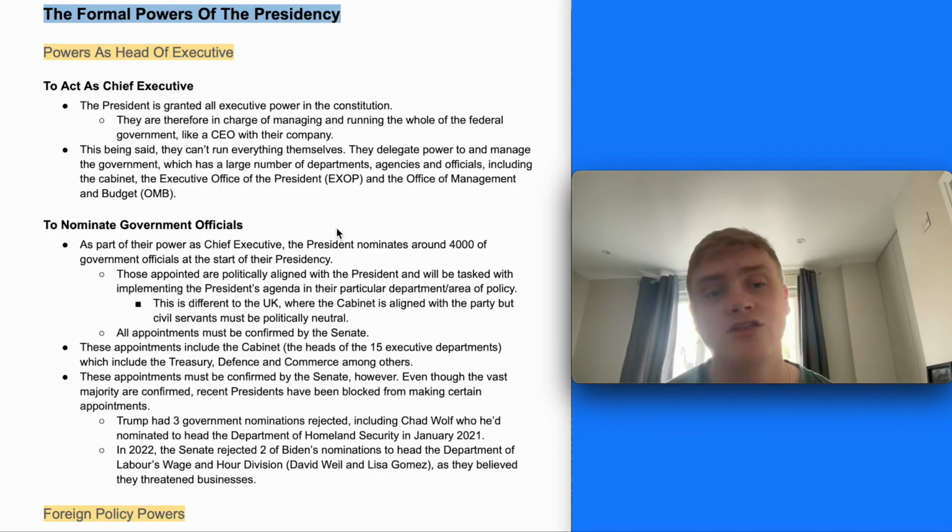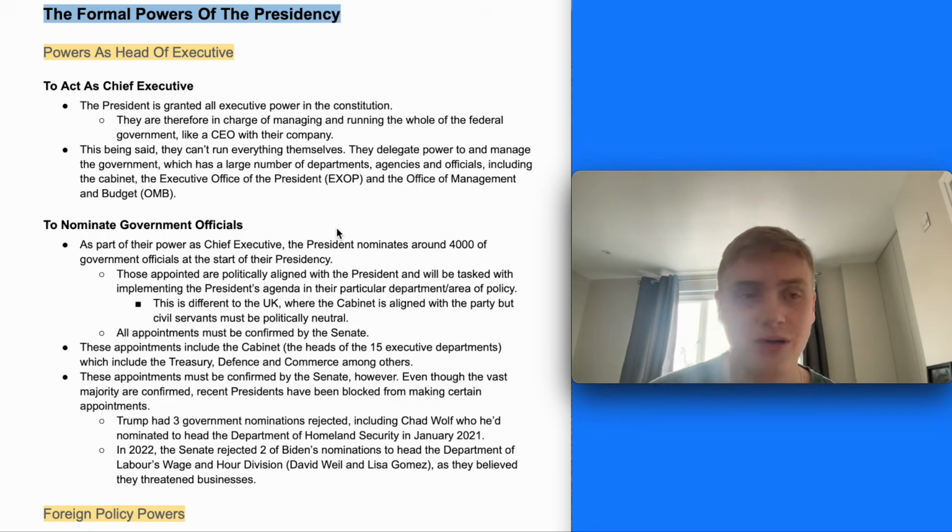This being said, they can't run everything themselves, so they have a key role in delegating power and managing the government, which has a large number of departments, including the cabinet, EXOP, and Office of Management and Budget. We're going to have a look at those in the informal sources of power video.